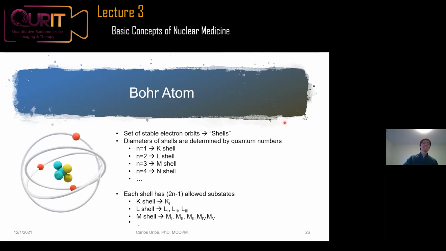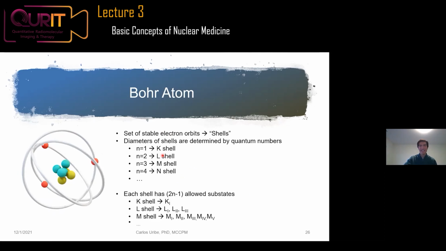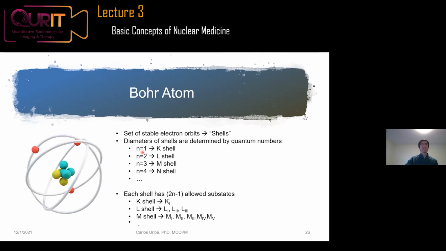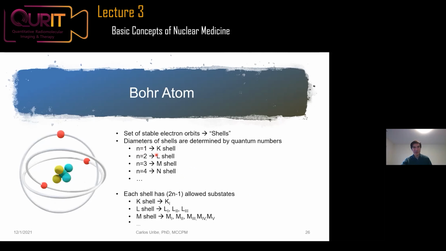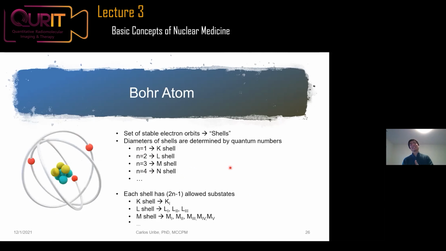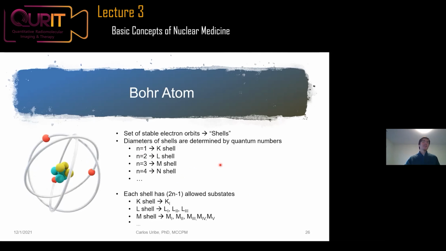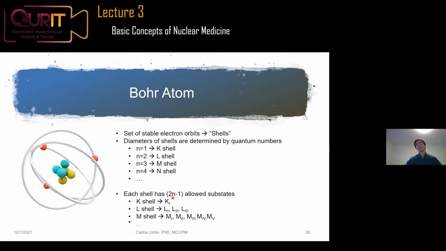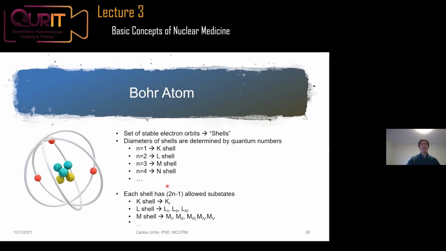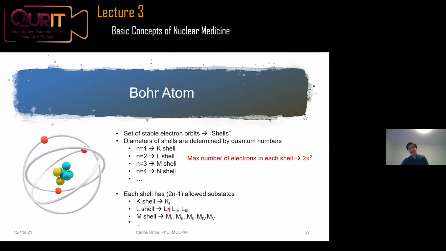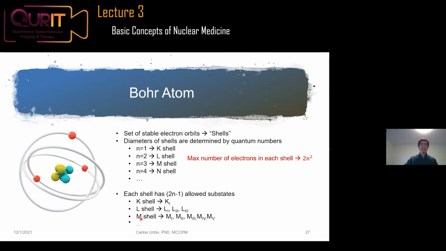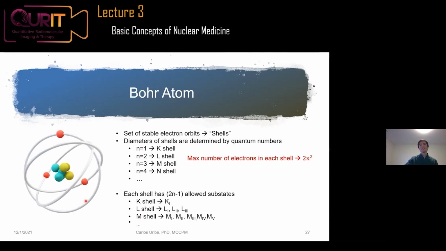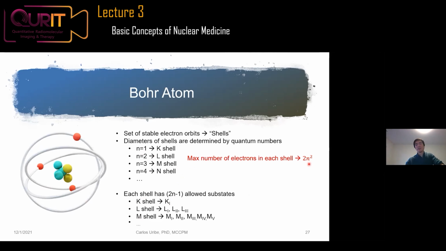So we define different shells, and we call them the K shell, the L shell, the M shell, the N shell, and we assign a quantum number to each of those. So the K shell will be represented with n equals 1, L shell is with n equals 2, and so on and so on. And then each of those shells has a number of allowed substates. So for example, the K shell, it has 2n-1. So the K shell will have only one substate, the L shell will have 3, the M shell will now have 5, and the maximum number of electrons that you can accommodate in each of the electron shells is given by 2n squared.